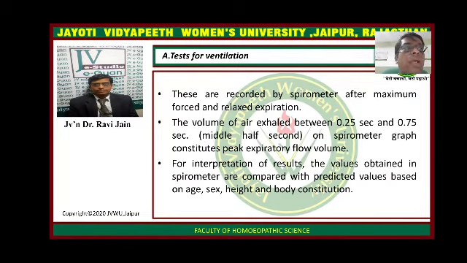These are recorded by a spirometer. So the spirometer records all these values after maximum forced and related expiration. The volume of air exhaled between 0.25 seconds and 0.75 seconds, that is the middle half second on the spirometer graph, constitutes the peak expiratory flow volume. For interpretation of results, the values obtained in spirometer are compared with predicted values based on age, sex, height and body constitution.